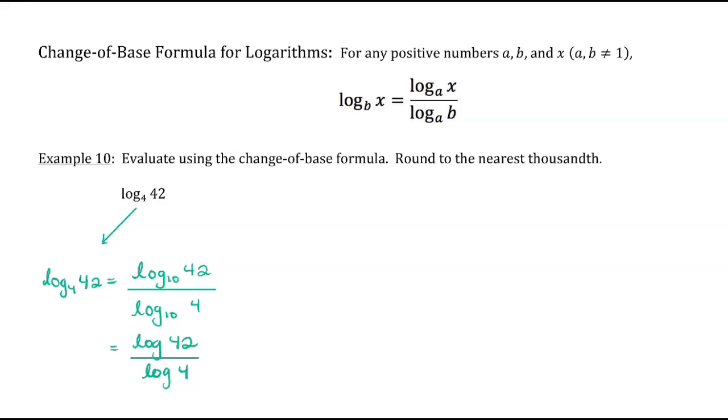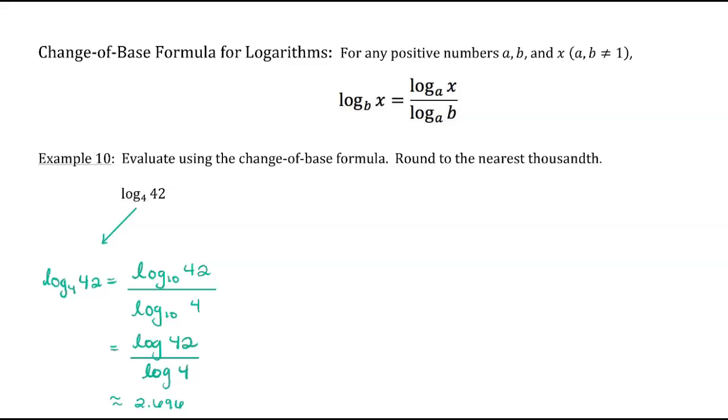Using our calculator and rounding to the nearest thousandth, this is approximately equal to 2.696. Consider that 4 squared is 16, and 4 to the 3rd is 64. So this makes sense that our answer, 2.696, is between 2 and 3.